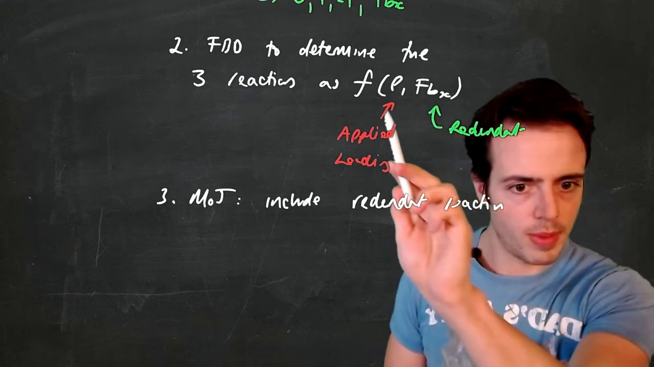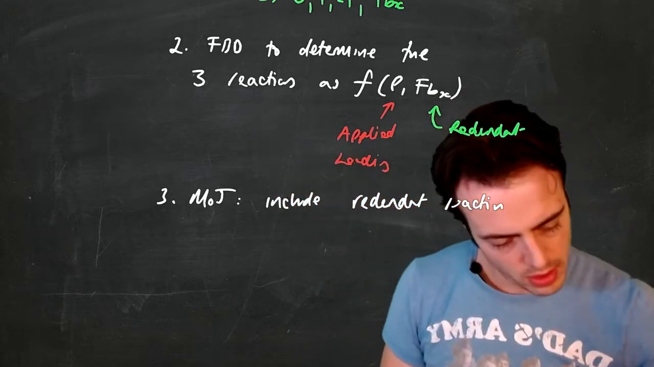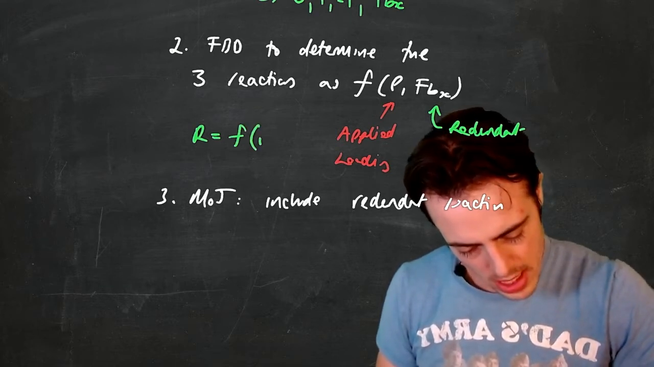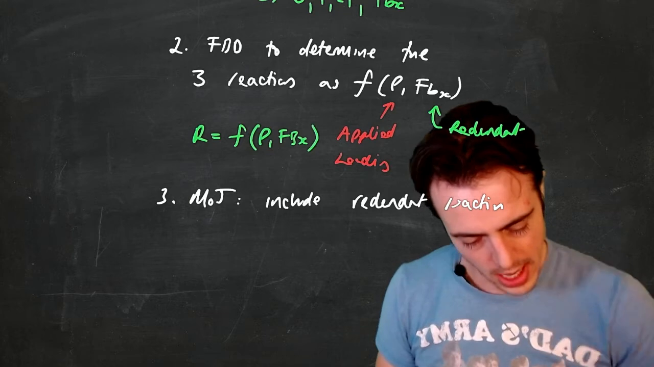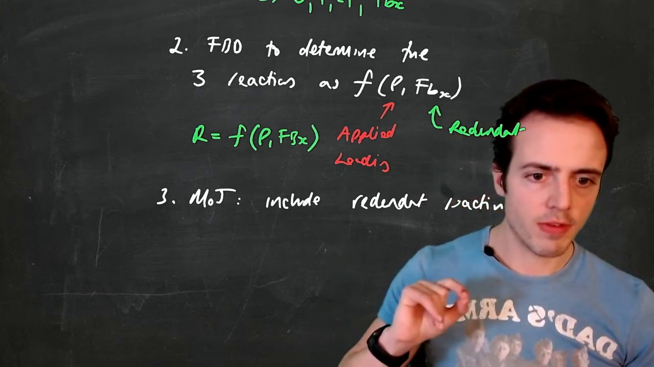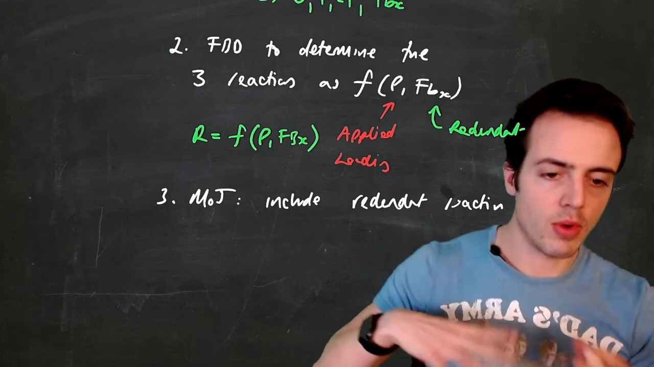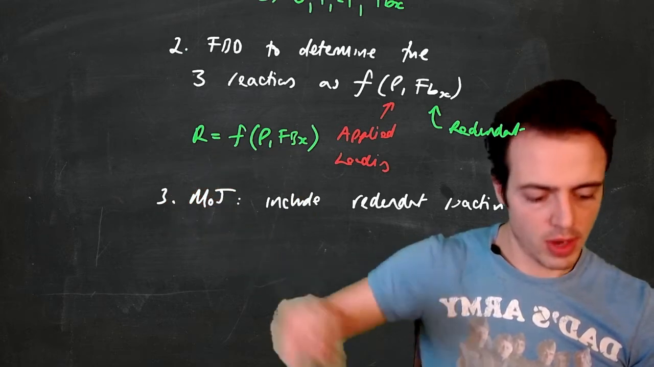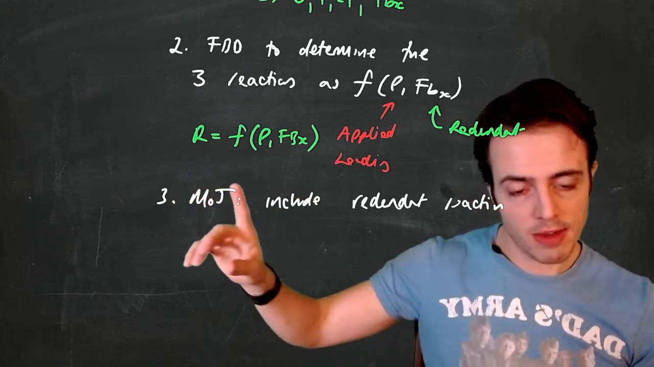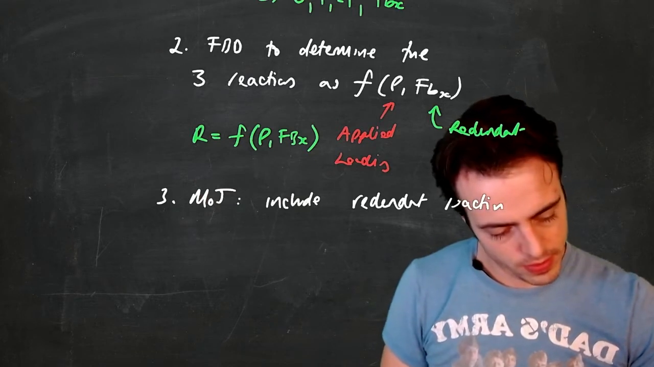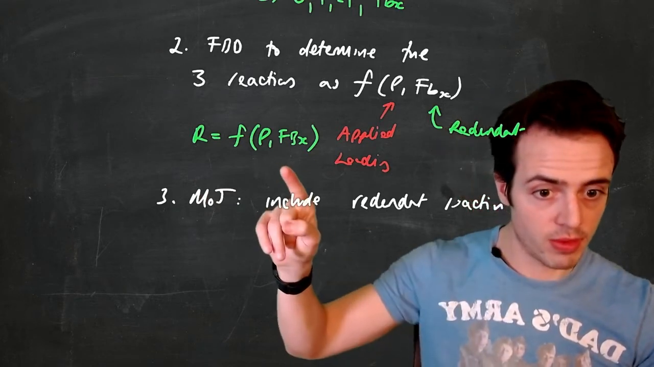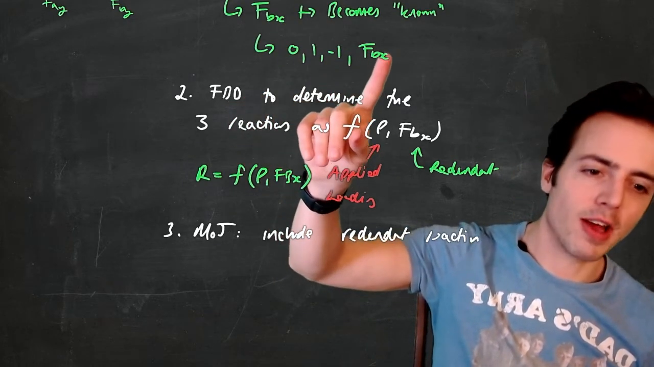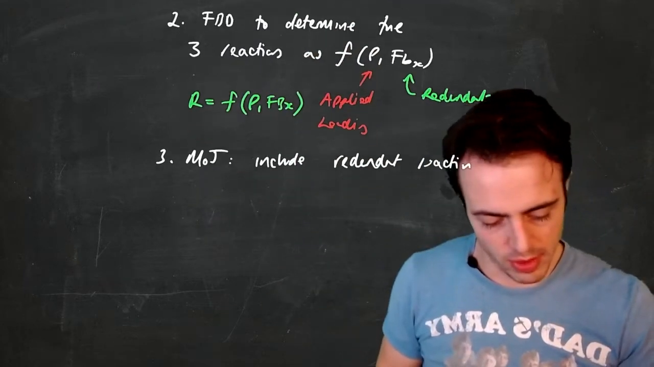Let's just rewrite this up here. Put the 3 reactions as a function of those 2. Let's say that we've got R as a function of P and FBX. Previously, when we did the method of joints, I ended up with the internal forces as a function of the reactions, which we've got here. We now need to do it again, so we're going to make it a function of all 4 reactions. So the 3 that we would have determined from the free body diagram, and the 1 whose value is known, it's either going to be 0, 1, -1, or the value that we solve at the very end. And this will become clear once we go through the whole thing.